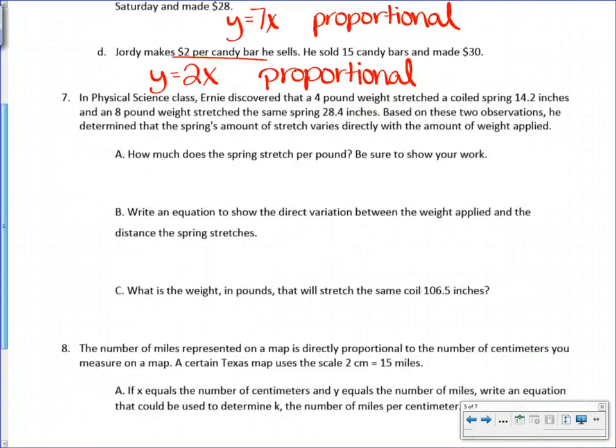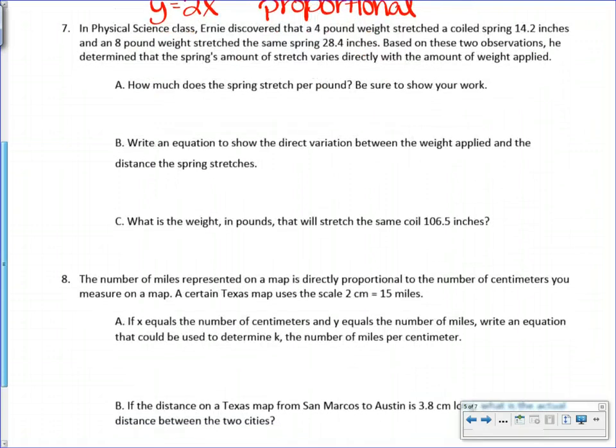Number 7. In physical science class, Ernie discovered that a 4-pound weight stretched a coil spring 14.2 inches, and an 8-pound weight stretched the same spring 28.4 inches. Based on these two observations, he determined that the spring's amount of stretch varies directly with the amount of weight applied. So varies directly means it's direct variation, so it's going to be proportional.